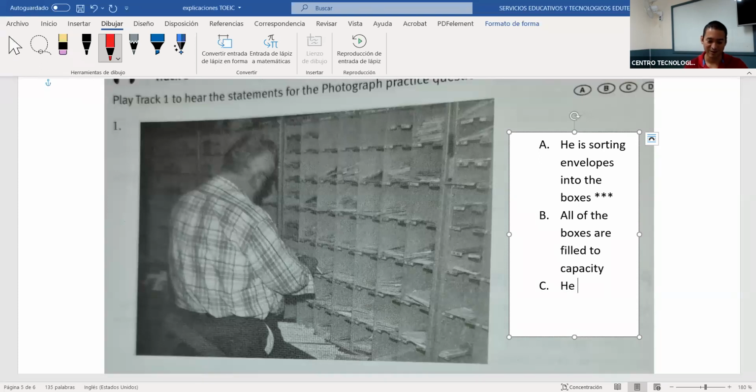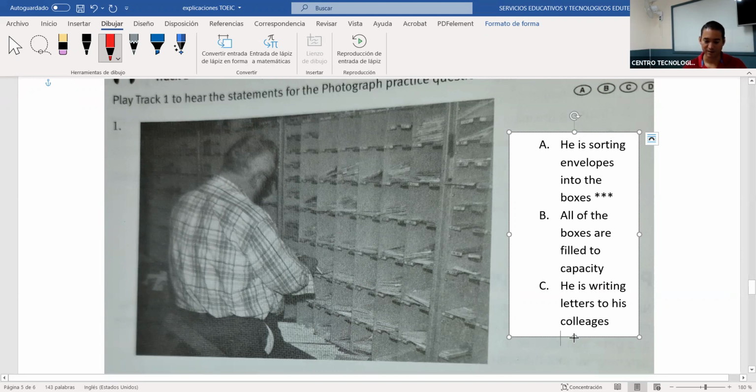Okay, he's writing letters to his colleagues. Actually, that is a false assumption. Yeah, you cannot see that action happening there.